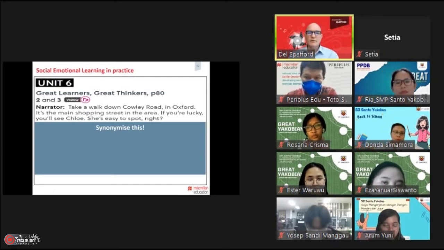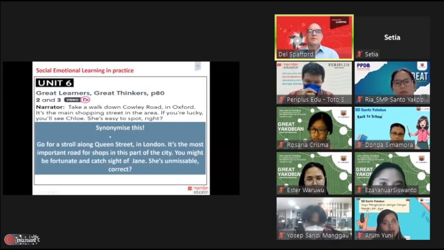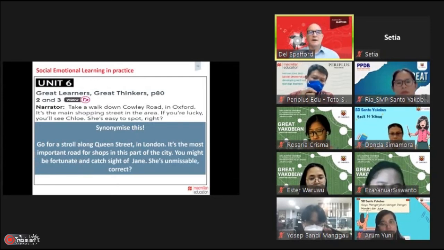All right, so I'll show you my ideas, and we'll see if you've got a similar idea to me. So there's my ideas. Go for a stroll along Queen Street in London. It's the most important road for shops in this part of the city. You might be fortunate and catch sight of Jane. She's unmissable, correct? All right, so you can see there what I've done and how I've synonymized that.